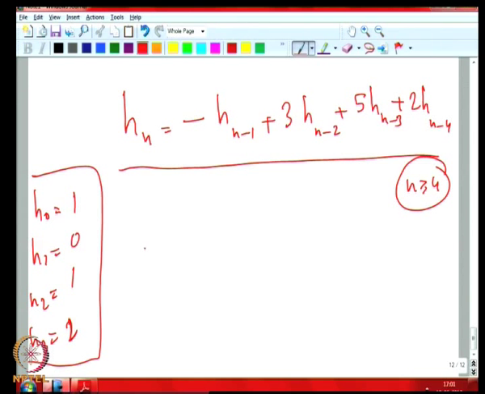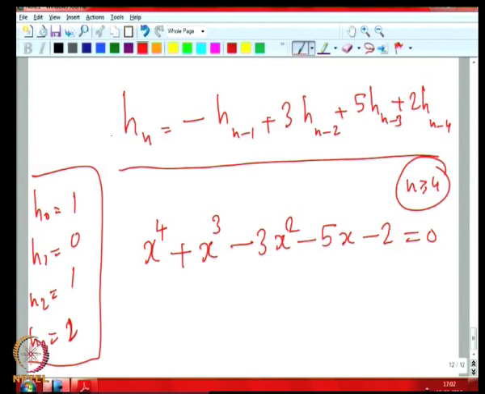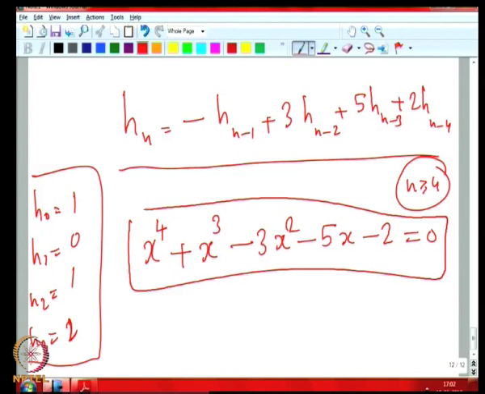The characteristic equation is x raised to 4 plus x cube minus 3x square minus 5x minus 2 equal to 0. We are taking all these terms to this side and equating to 0, cancelling the q to the power n minus 4, and writing the characteristic equation. Now you have to solve this thing.